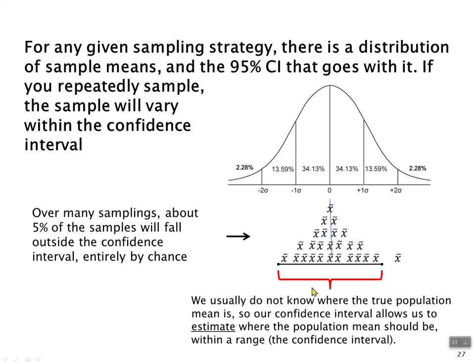So normally we don't know where the true population value is, and that's why we're doing the experiment in the first place. That's why we're collecting data, and that's why we're analyzing it, because we want to know something about this unknown true population mean.